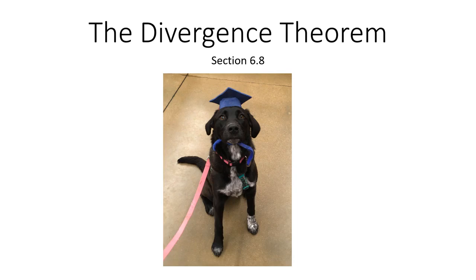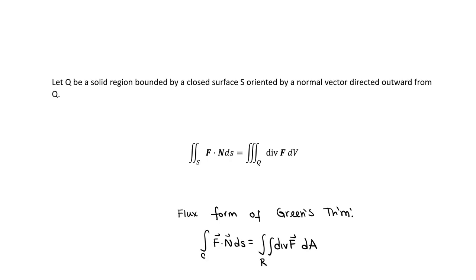All right, congratulations. This is it. This is our last section of the course. The very last thing we're going to be talking about is the divergence theorem. And the divergence theorem is really just another extension of Green's theorem. It is actually an extension of the flux form of Green's theorem.